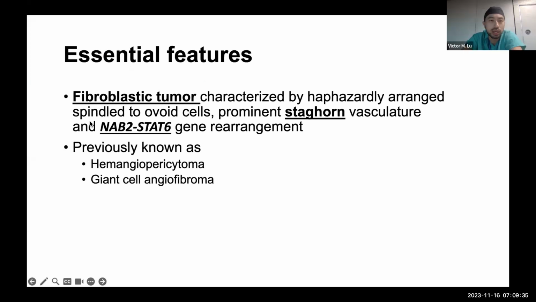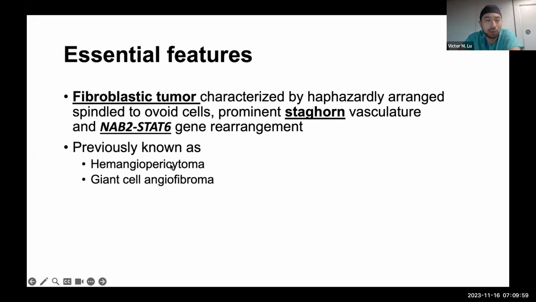So it was a solitary fibrous tumor. Just going over some basic features of this. As Dr. Gultekin mentioned, it's a haphazard arrangement with prominent staghorn vasculature and a STAT6 rearrangement. These are all key buzzwords when looking at this particular pathology.